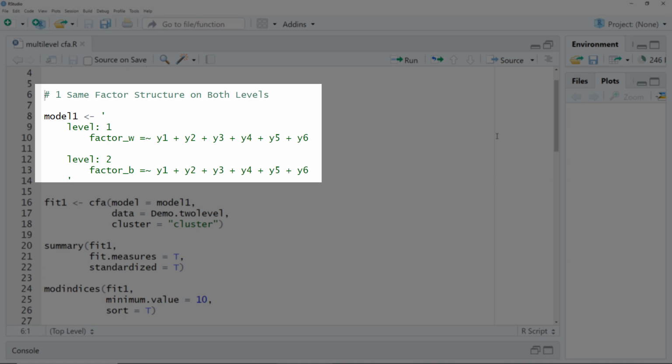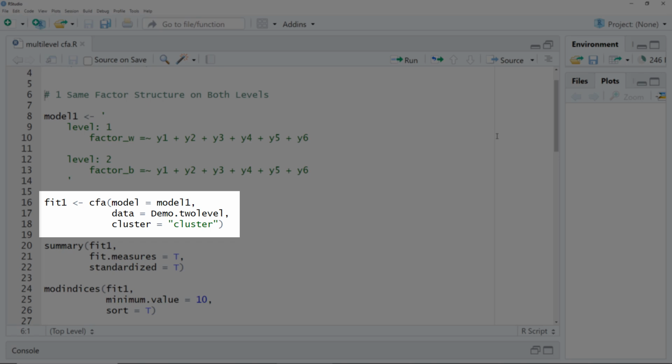Here's the model specification. What's new are those two keywords, level:1 and level:2. Because in a two-level CFA, we have to define the model twice. Once for level 1, that is the within level, and once for level 2, that is the between level. So here is the measurement model for our factor within persons, and here is the measurement model for our factor between persons. And in this first model, we assume that the measurement model is the same on both levels, which isn't necessarily true. But I think it's a good starting point.